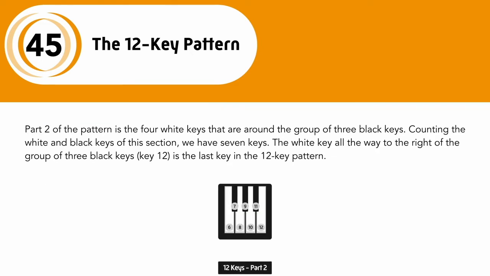Part 2 of the 12-key pattern is based around the group of 3 black keys. Counting all the white and black keys in this section, we have 7 keys total. The white key all the way to the right of the group of 3 black keys is key 12, the last key in the 12-key pattern.